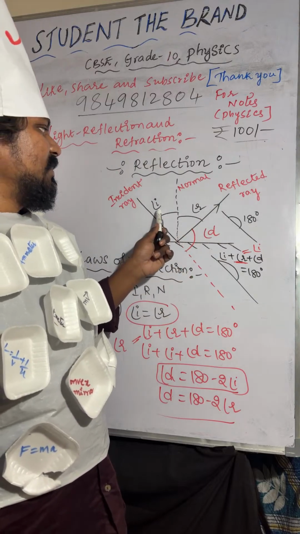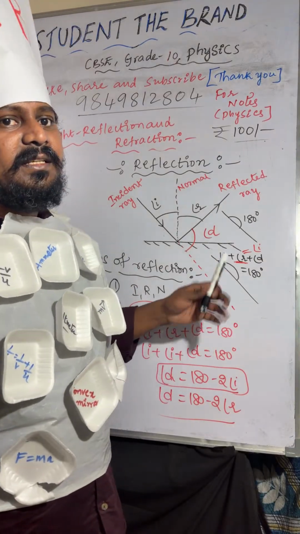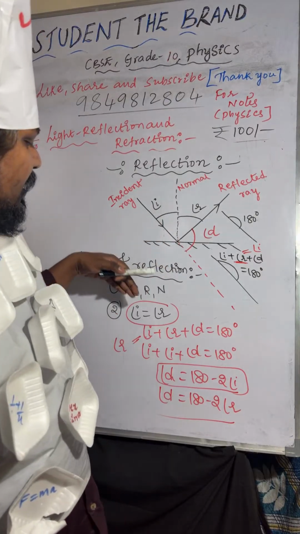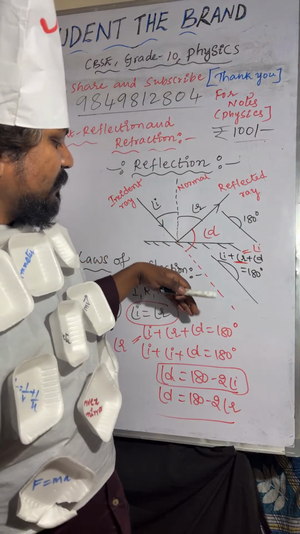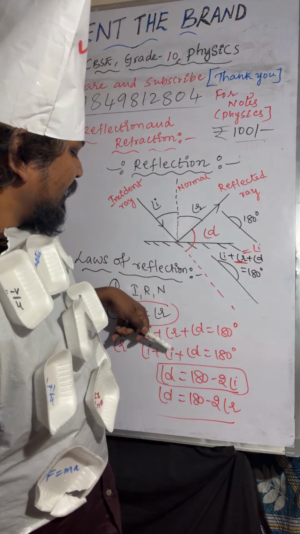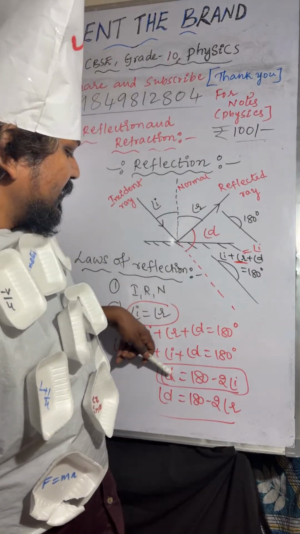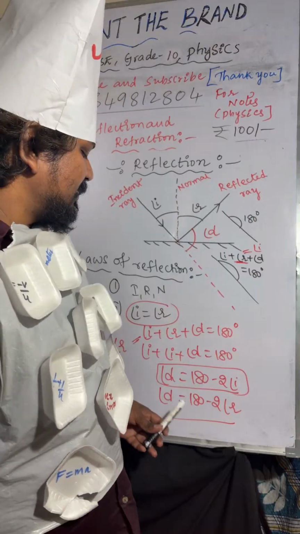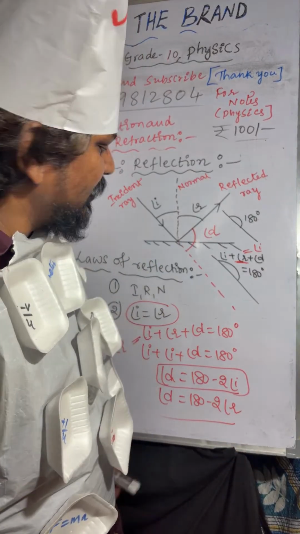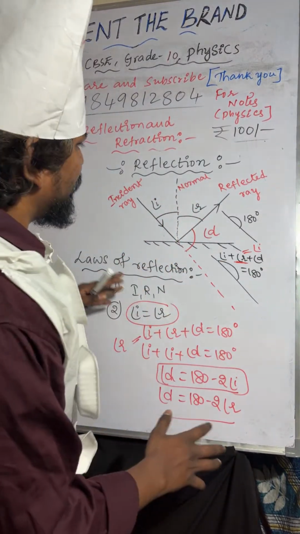So angle of incidence plus angle of reflection plus angle of deviation equals 180 degrees, which is why we write it that way. So angle of incidence plus angle of deviation equals 180 degrees. So angle of deviation equals 180 minus 2 angle of incidence, and angle of deviation equals 180 minus 2 angle of reflection. I hope it is very clear. So this is about reflection of light, laws of reflection, and angle of deviation.